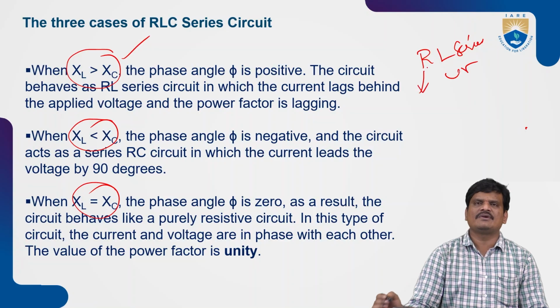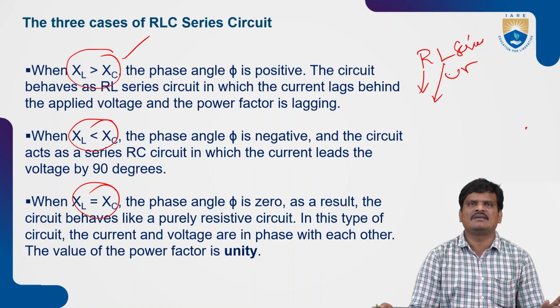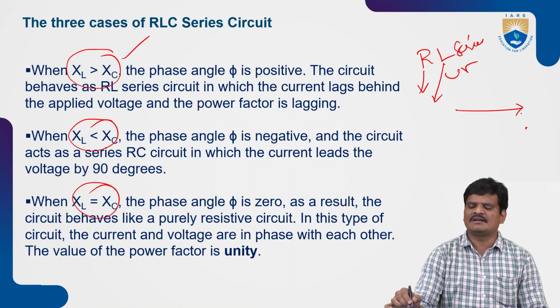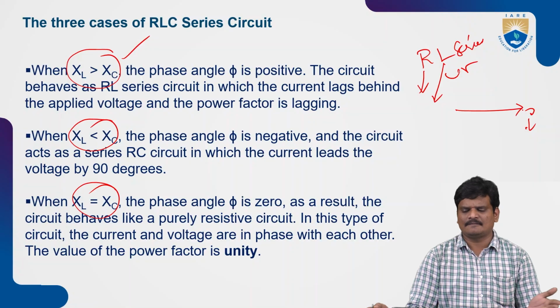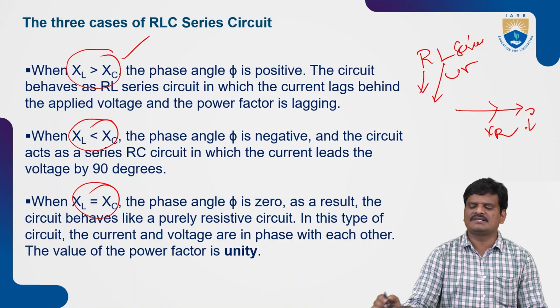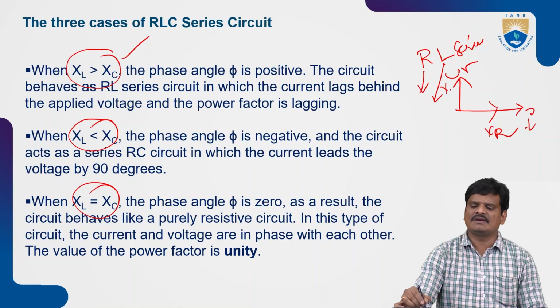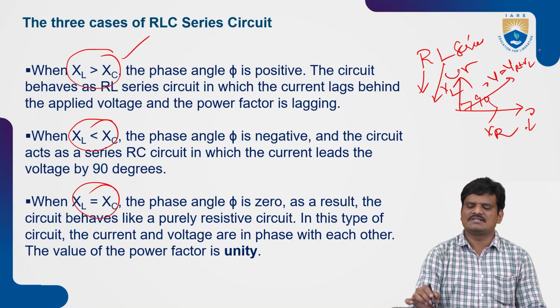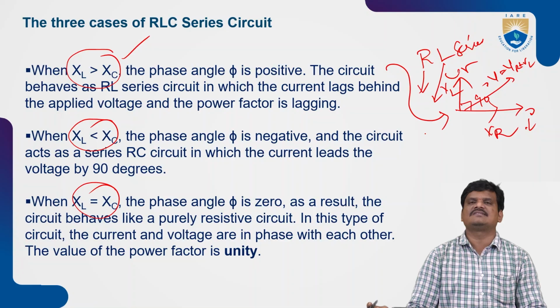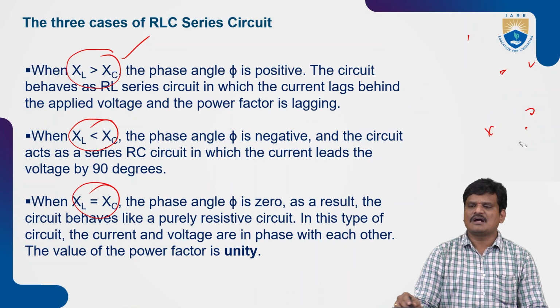The property of a resistor is that current will be in phase with the value of voltage. The property of an inductor is that current will lag the value of voltage by 90 degrees. Depending upon that, we can draw the phasor diagram. As it is a series circuit, I am taking current as a reference. According to the property of a resistor, current will be in phase with the voltage, and according to the property of an inductor, current will lag the value of voltage by how many degrees? 90 degrees. And this is my resultant V equal to VR plus VL. So this is the phasor diagram representation for the first case, that is XL greater than XC.